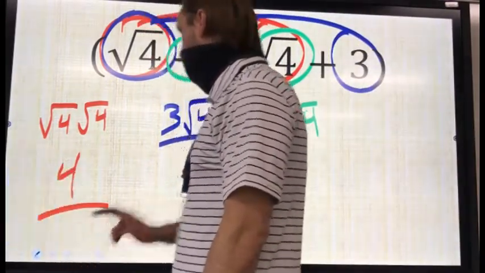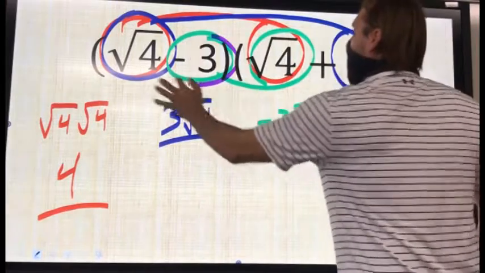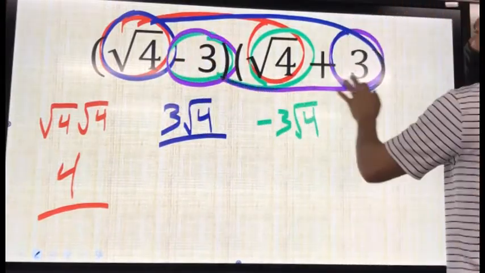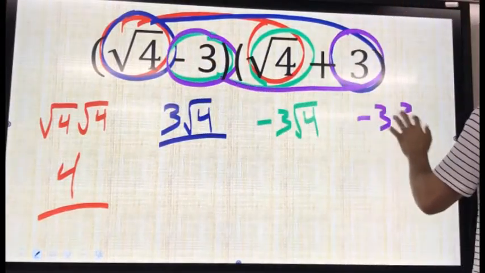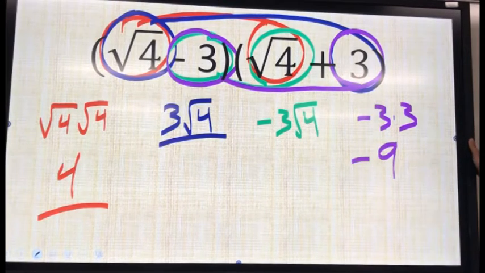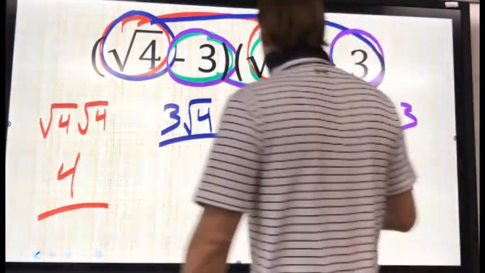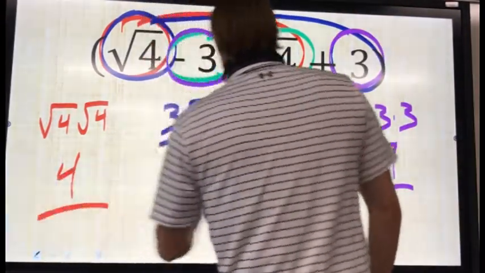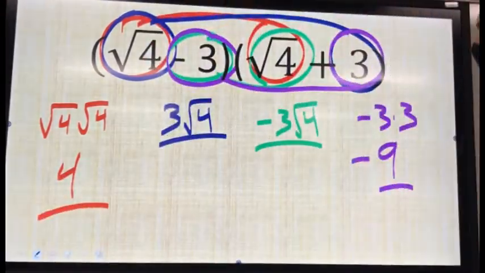And then last but not least, negative 3 times positive 3 is a negative 9. So there's all 4 of my terms.